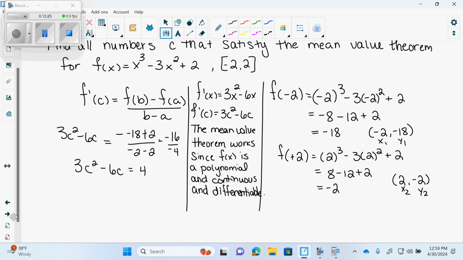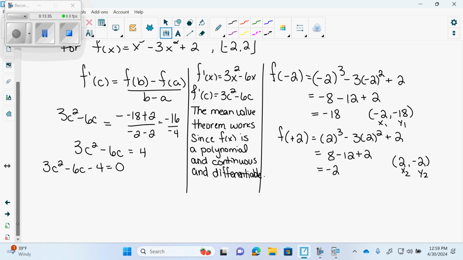So 3c squared minus 6c minus 4 equals 0. What multiplies to give me 12 and adds to give me negative 6? Trick question? Nothing. A, B, C. So x equals negative, negative 6 plus or minus the square root of negative 6 squared minus 4 times 3 times negative 4, all over 2 times 3.